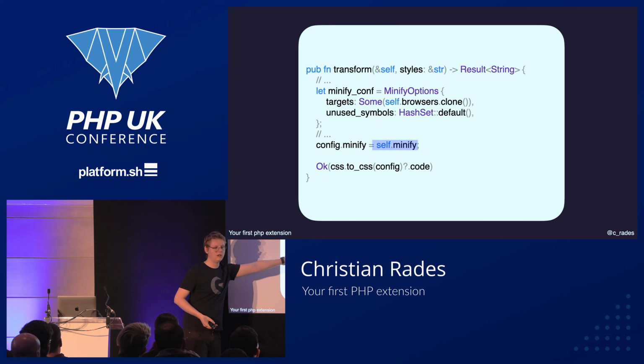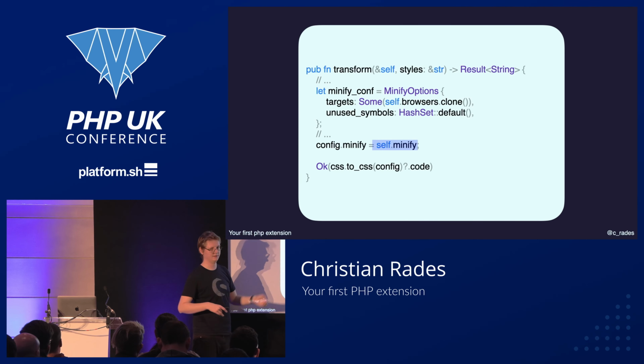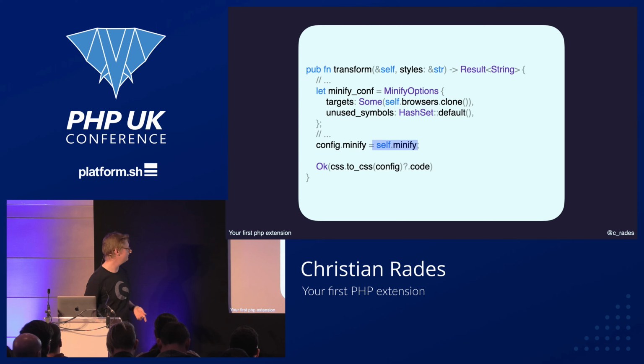Minify is a bool, which means that Rust automatically knows what to do if you want to copy it. It's a bool, you just have to copy a byte, and then you can take the byte out of self.minify and put it into our config for our Lightning CSS. The parts I've left out are just the same as in the function version, so in the non-OOP version, and these are just the changes that we made to that.